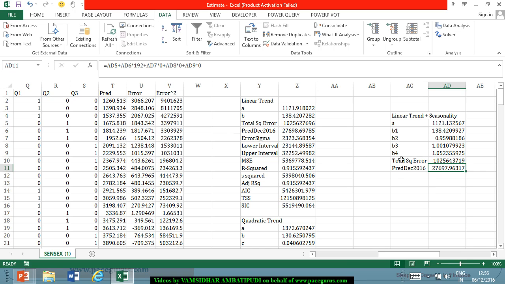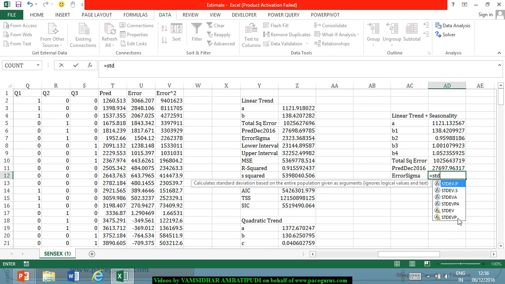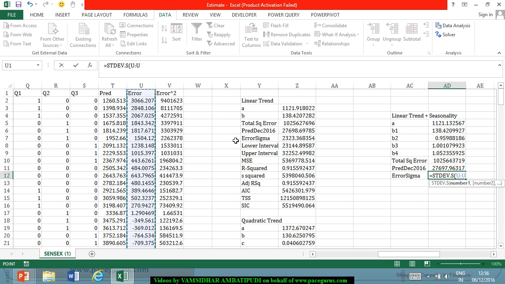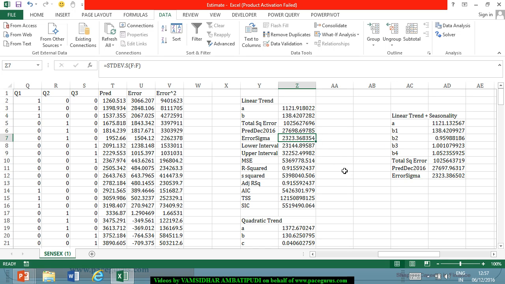And I can find out the error. These definitions we have found out in the linear trend series as well. I'm finding out the error sigma, which is the standard deviation associated with the error term. The standard deviation in this also is coming out to 2323. Here also it is 2323. So I don't see much of an improvement going ahead with linear trend plus seasonality. Looks like the linear trend is having the least amount of error.